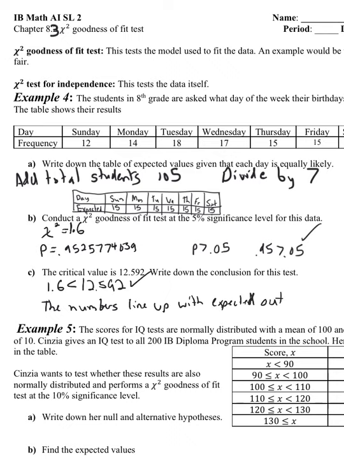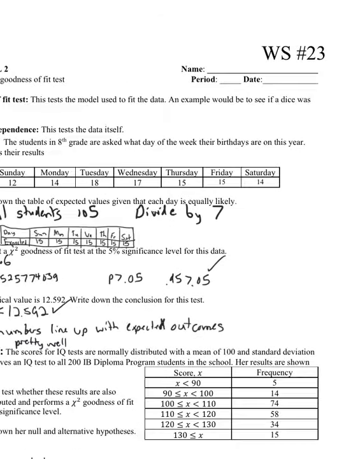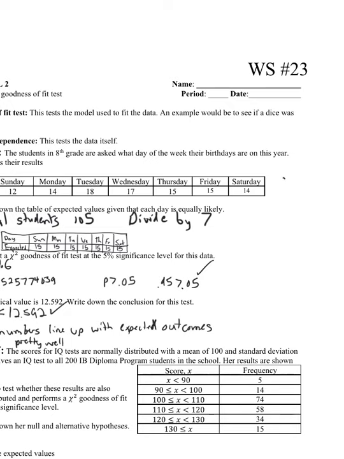So the numbers line up with expected outcomes pretty well. All right, and then we had degrees of freedom, which I said we were going to make a little note of. I guess I didn't add that on here. So degrees of freedom are always going to be n minus 1, and the n is the number of outcomes. So in this case, it would have been 6 degrees of freedom.